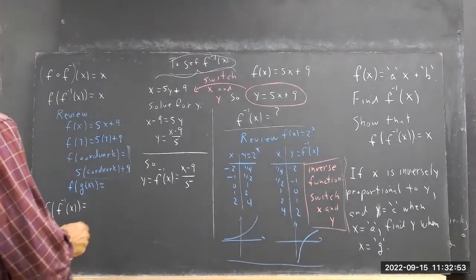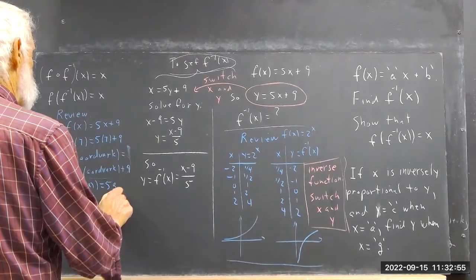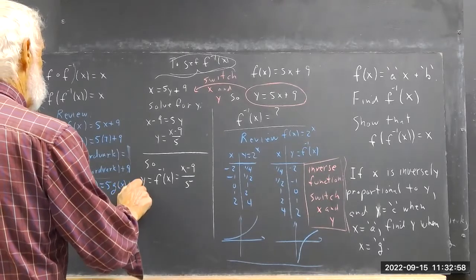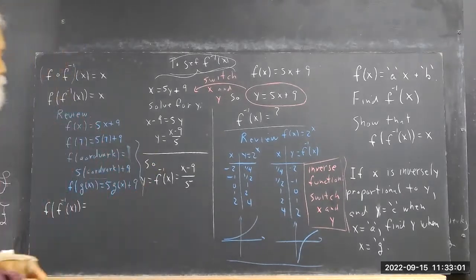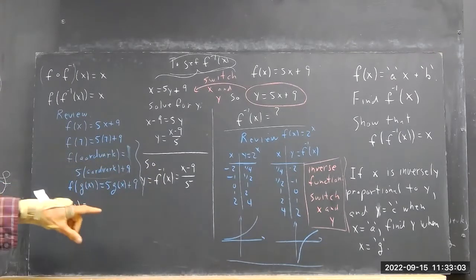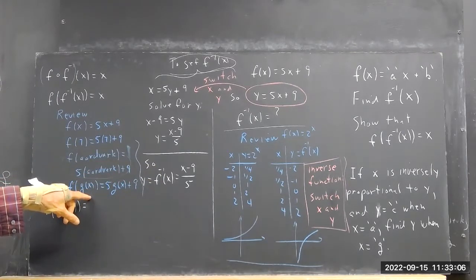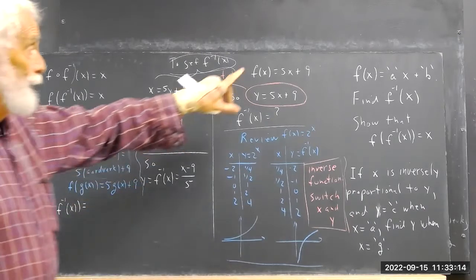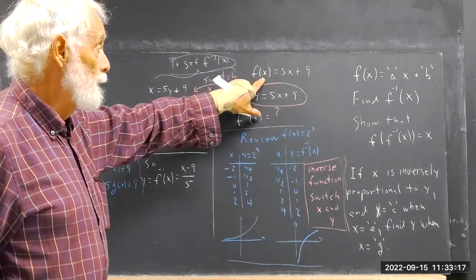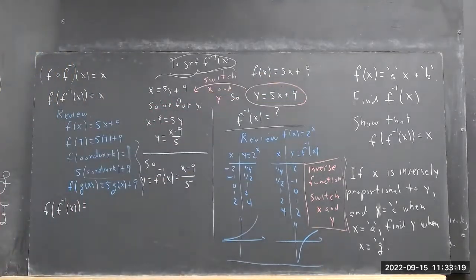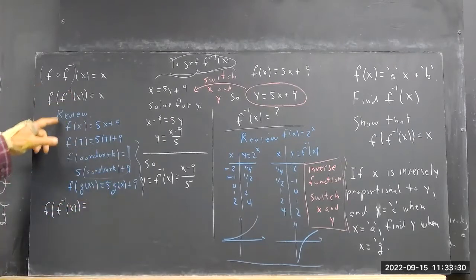So f of g of x is just 5 times g of x plus 9. Doesn't matter if you have a number, an aardvark, or some expression with x's in it. Just because there's an x in here doesn't have anything to do with the fact that you're going to substitute that expression for x. Hopefully we've got that idea down. So tell me then, what's f of f inverse of x? And all I'm asking you to do is the very same thing you just did with these.